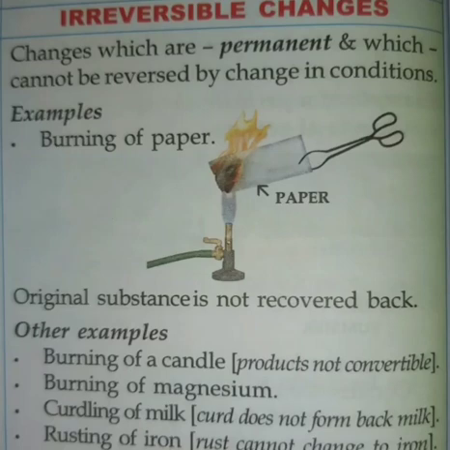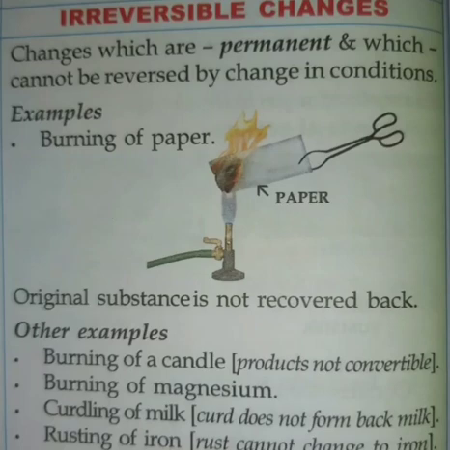Or burning of magnesium. When magnesium is burned in the presence of oxygen, a new substance is formed, that is magnesium oxide. And you can't get that magnesium back again. So a new substance is formed and it is irreversible. So this is an example of what? Irreversible changes.